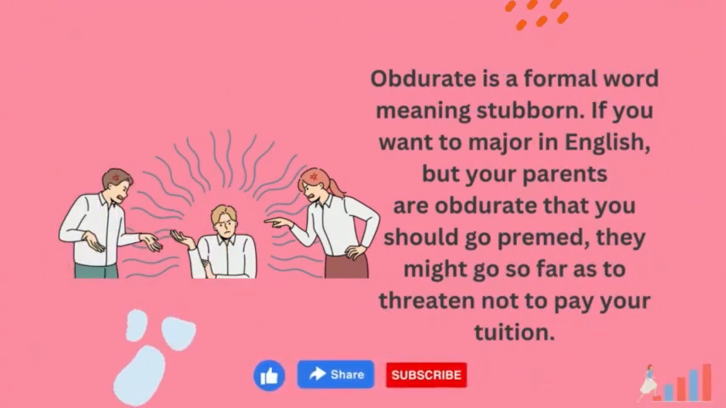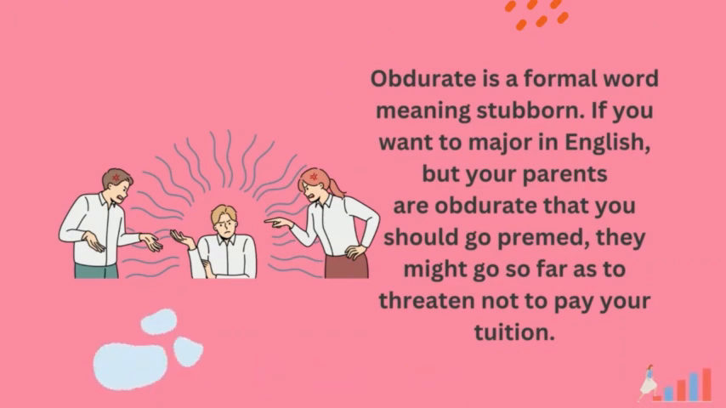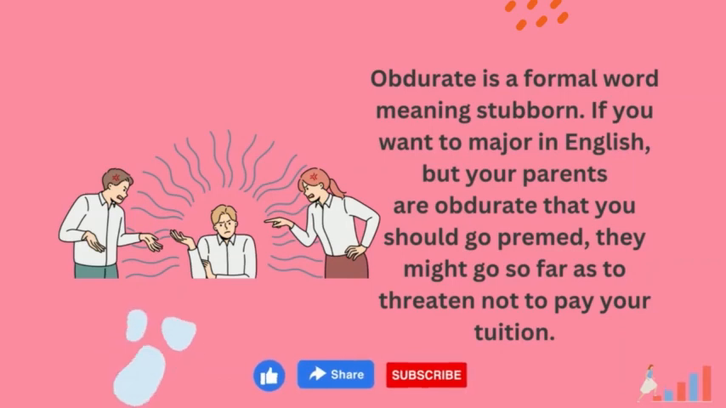Obdurate is a formal word meaning stubborn. If you want to major in English, but your parents are obdurate that you should go pre-med, they might go so far as to threaten not to pay your tuition.